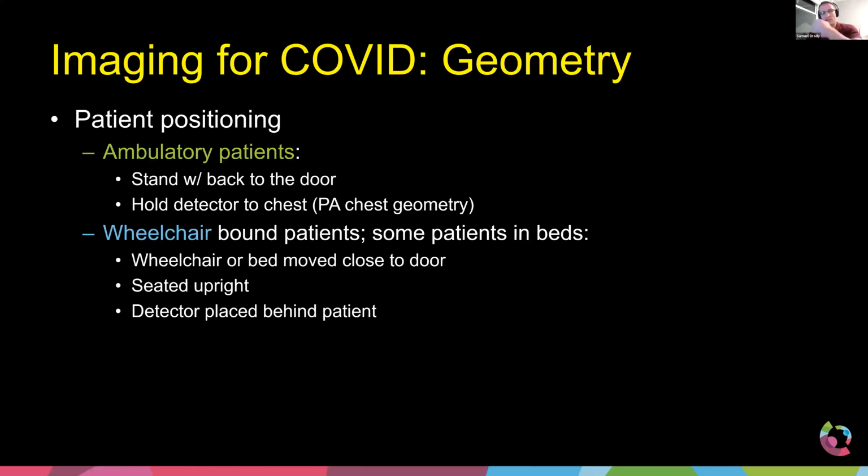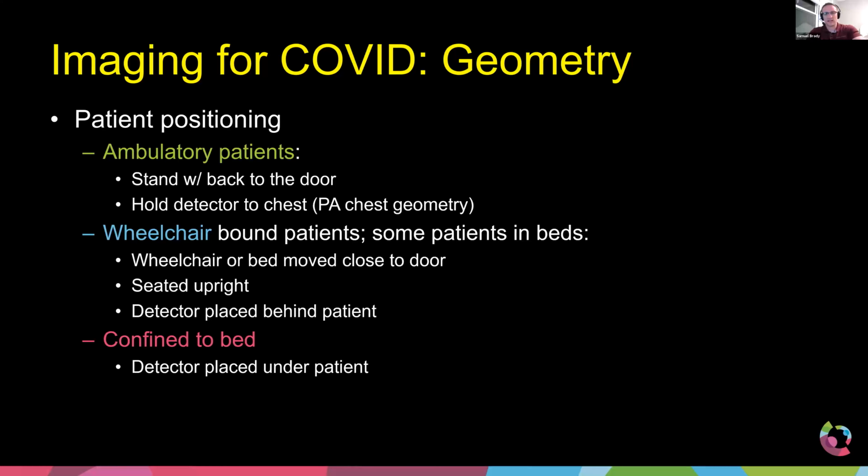The other option is wheelchair bound. Maybe they're not intubated, so they still can communicate, but they've progressed enough in their disease, or they physically cannot stand because maybe they already are physically disabled. So they're in a wheelchair. In this case, we're going to move the wheelchair once again to the door. We're going to get it close to the door, where they'll be seated upright, and we can put the detector directly behind them, between them and the wheelchair, and we can acquire the image.